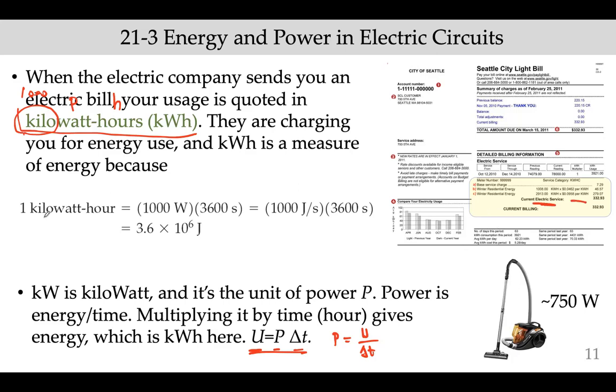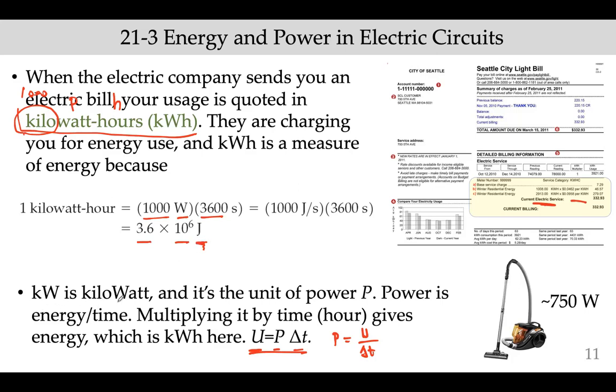So let's analyze this unit again, kilowatt hour. Kilo means 1,000, watt is watt, and hour, if we convert it to the SI unit, is 3,600 seconds. When you do the multiplication, it turns out this is 3.6 × 10^6 joules. And as you know, joules is the unit of energy.